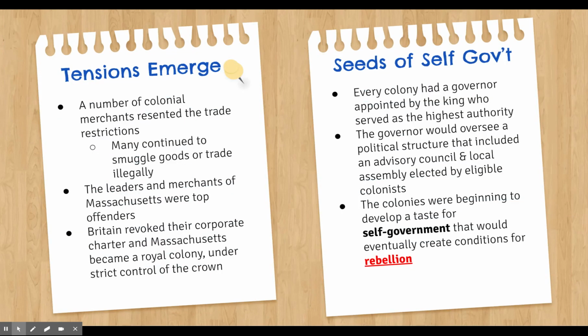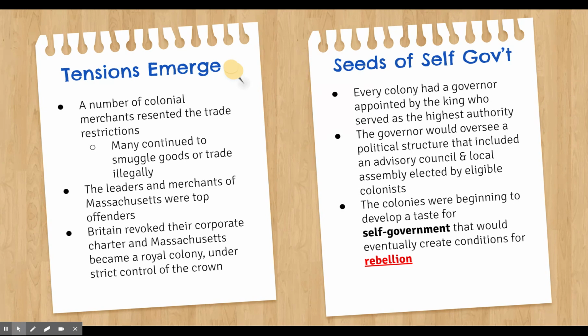So tensions emerge. A number of colonial merchants resented these trade restrictions. Many continued to either smuggle in goods or to trade illegally with other countries. The leaders and merchants of Massachusetts were some of the top offenders. Britain revoked their corporate charter, and Massachusetts became a royal colony under strict control of the crown.